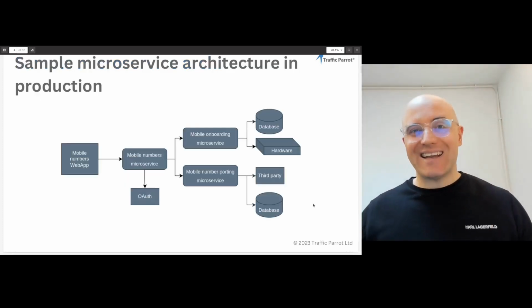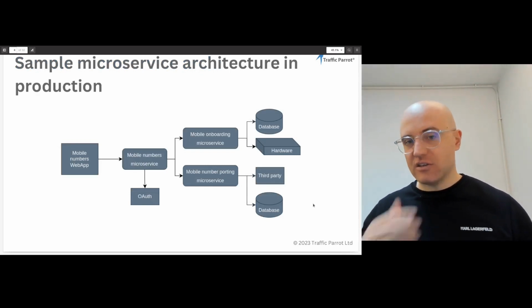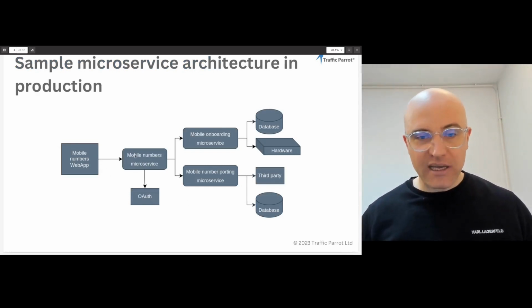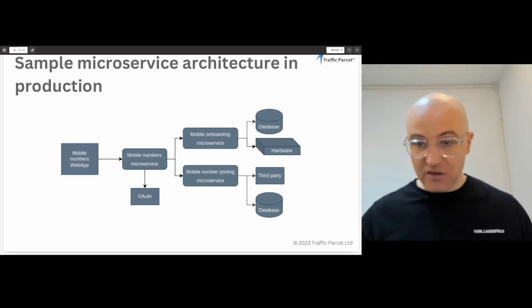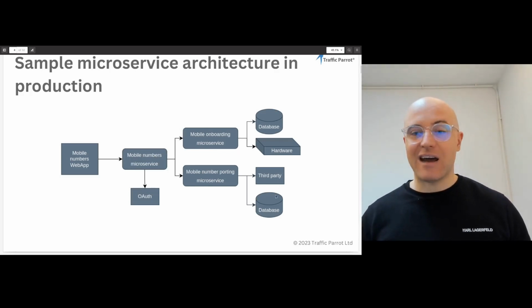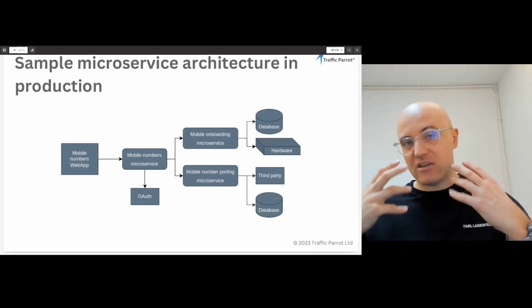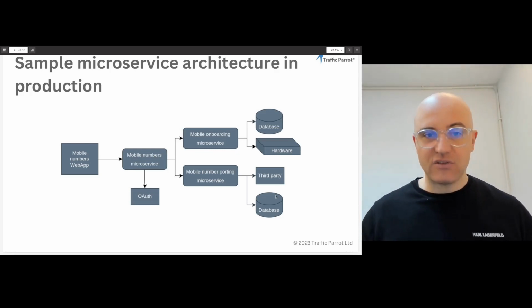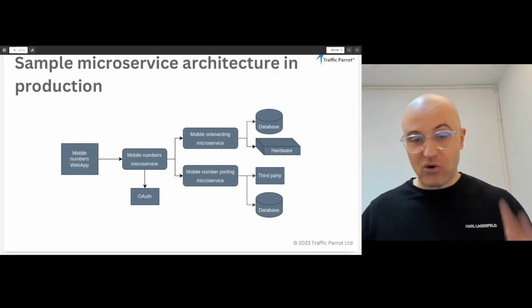We're going to be looking at a sample microservice architecture in this video. So we've got a web application that's connecting to a microservice, which in turn connects to 2 other microservices which connect to databases and hardware systems and third-party systems. Okay, so this is the production architecture.